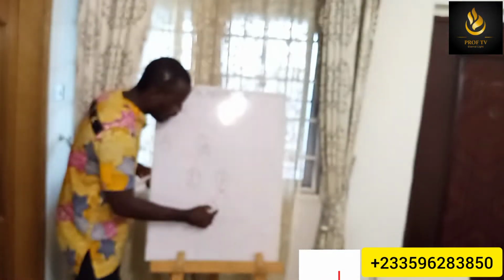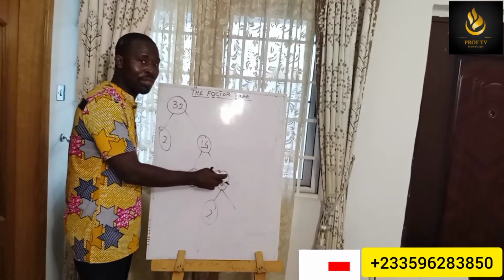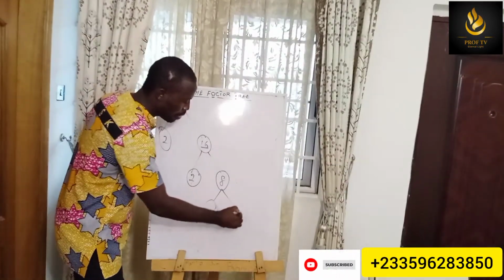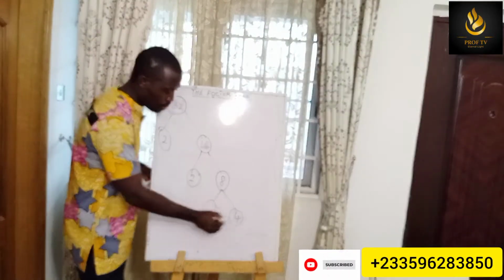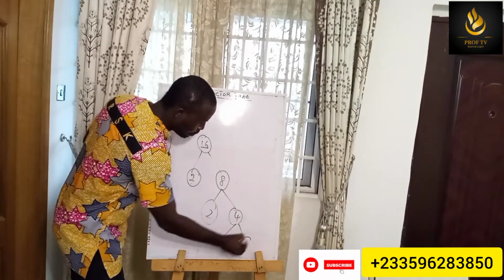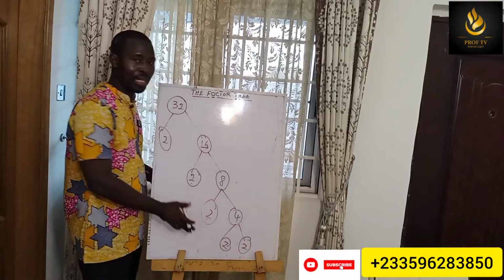So without wasting much time, let's look at 2 again. 2 times a certain number will give us 8. So what is that number? The number is 4, right? So once again, 2. And then we break this one down, and then we have 2 times 2 giving us 4.